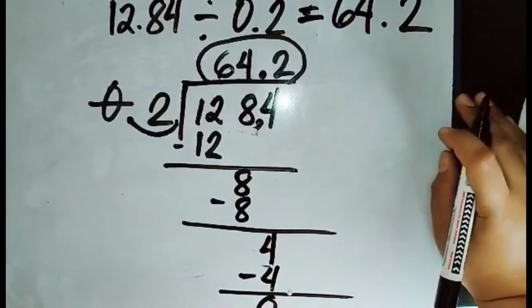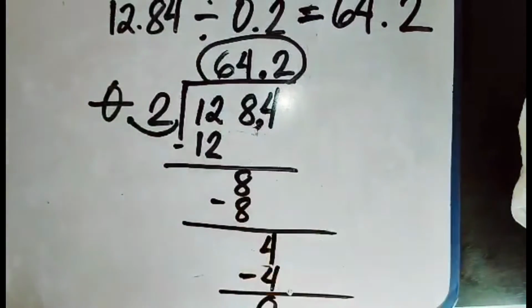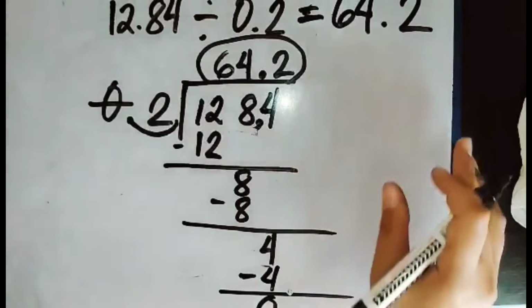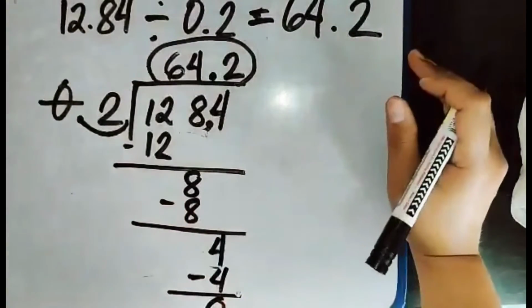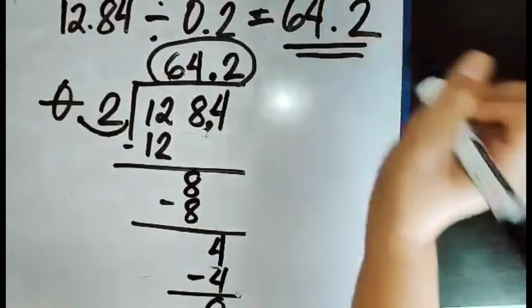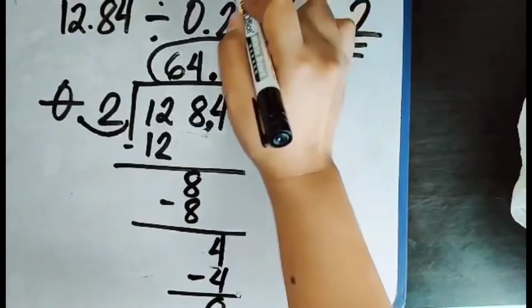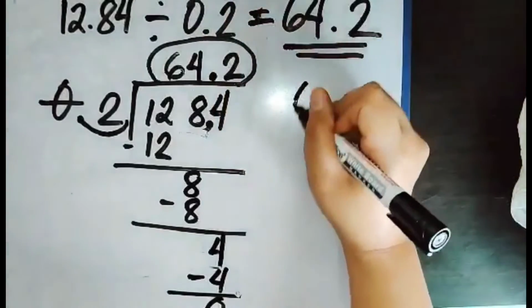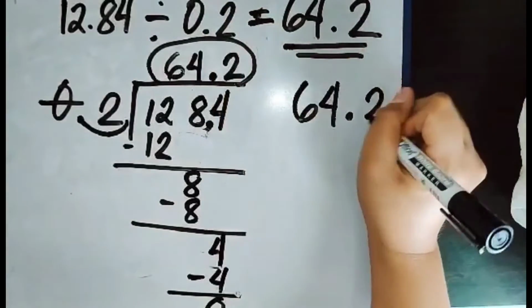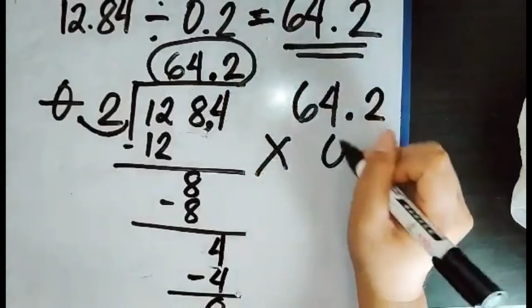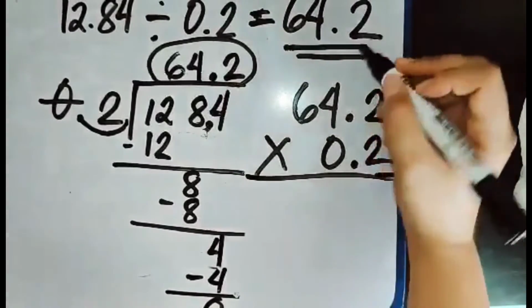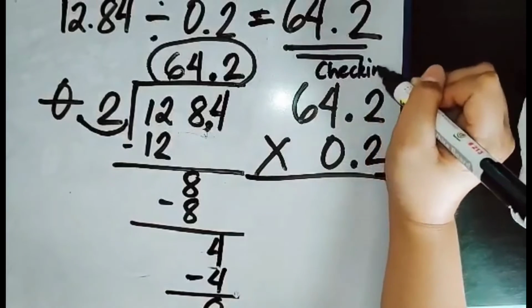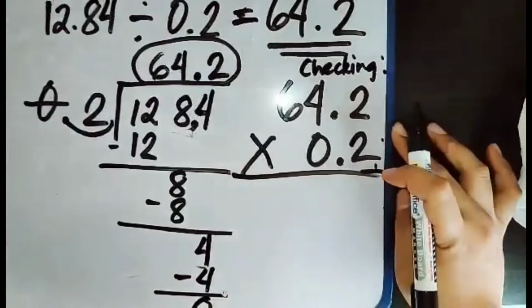There is a way that you may know if your answer is correct, and that is by checking. Since we divided here, we will use the reverse operation, which is multiplication. This is just an option if you want to check; I'm only showing how you can know that your answer is really correct. You have to get the quotient and multiply it with your divisor. 64 and 2 tenths times 2 tenths. Then you are going to multiply. This is just an optional phase.